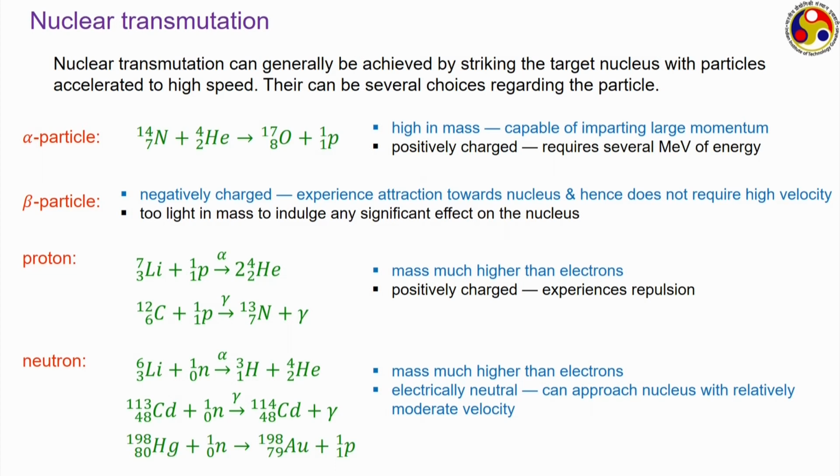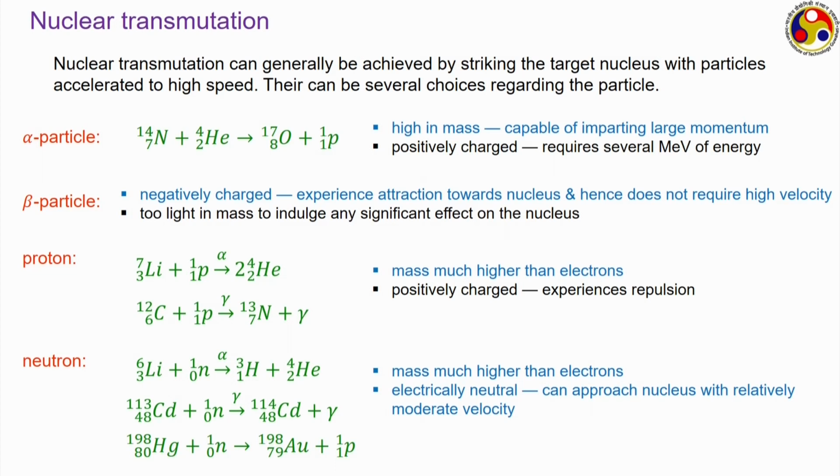Incidentally, it will actually experience some kind of electrostatic attraction, like what we get between a charged particle and a neutral one. And that is why the neutron is the most preferred kind of particle which we use for this nuclear transmutation, or I should say artificial transmutation of nuclei.